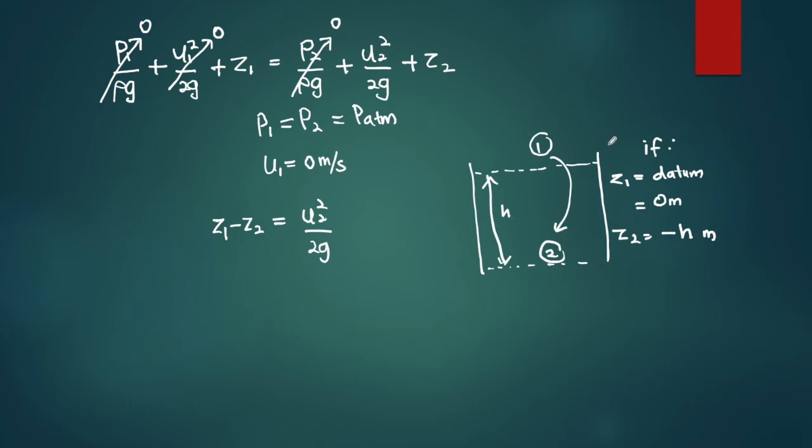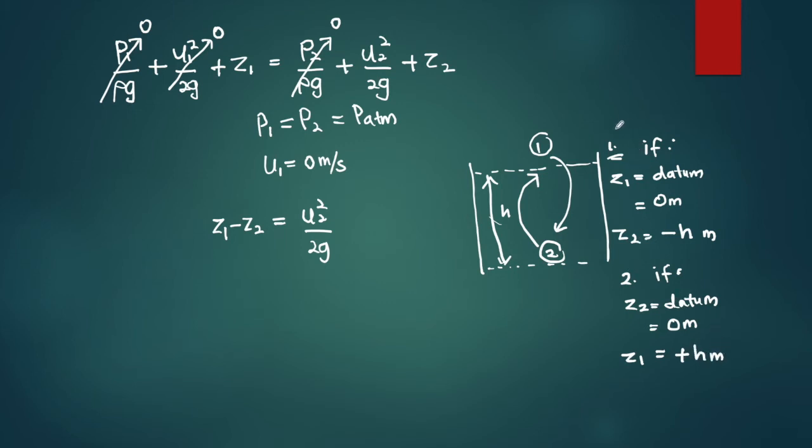So that is if you choose Z1 as your datum. What about if you choose Z2 as your datum? Now I choose Z2 as my datum, and this will be equal to 0. So Z2 is 0. Therefore, take a look at Z1. Z1 is H meter above point number 2, so you will substitute Z1 as H meter.